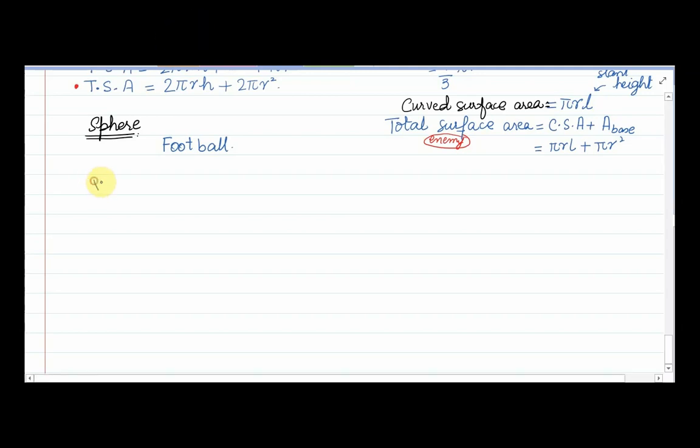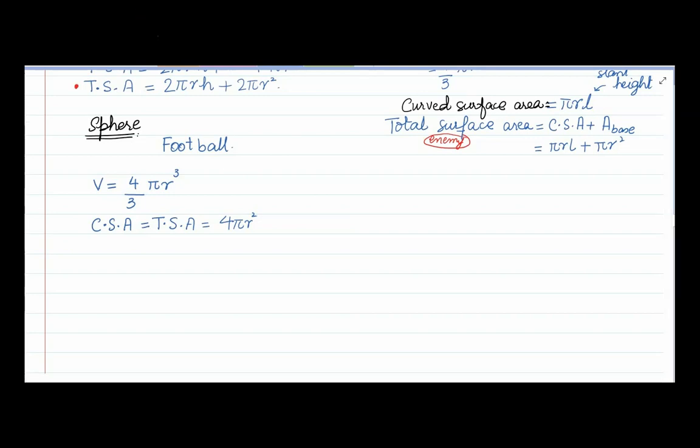The volume of sphere is 4 upon 3 pi r cube. In sphere, the curved surface area and the total surface area are both equal, and it is equal to 4 pi r square. You can visualize it when you hold a football, so you can touch it easily on its entire face. That is why the curved surface area and the total surface area are both equal, and it is 4 pi r square.